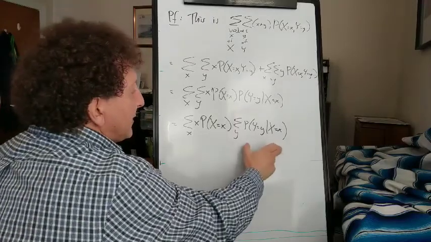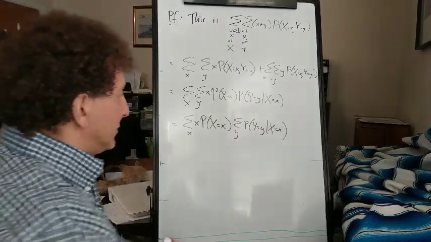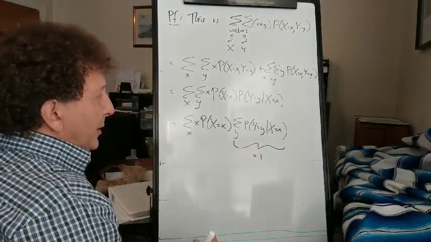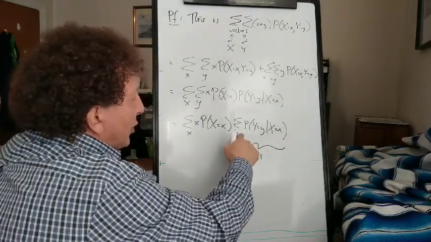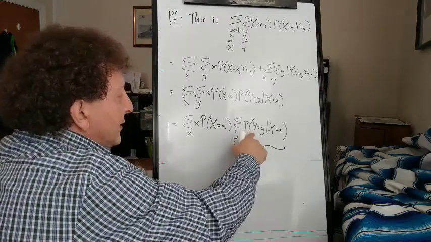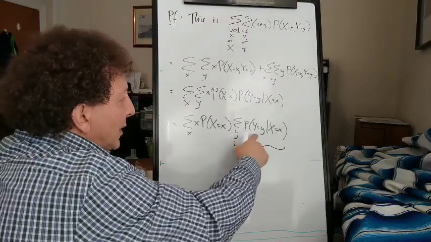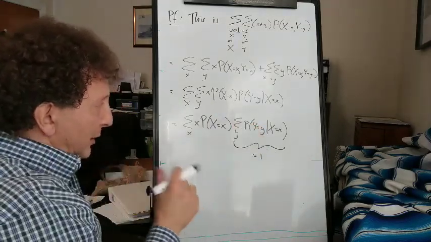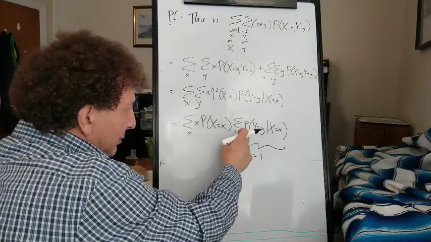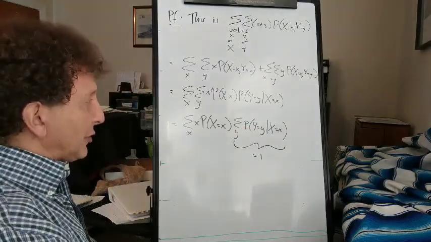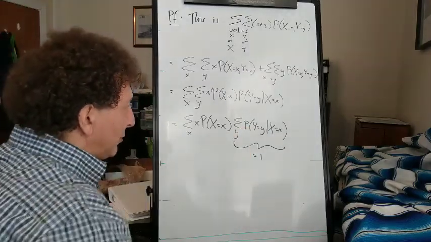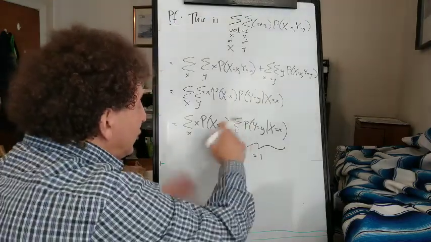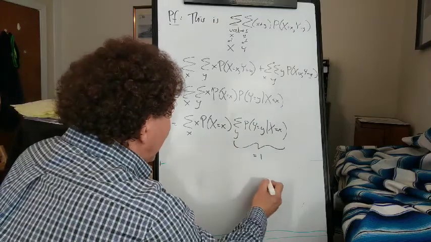Alright, now I claim that this inside sum is just 1. Because if we're summing over all possible values of y, then the statement capital Y equals little y defines an event, and all of these equalities, capital Y equals possible values of little y, are mutually exclusive and exhaustive. We're summing over all possible values that the variable could take, and it couldn't be two of those values at the same time.